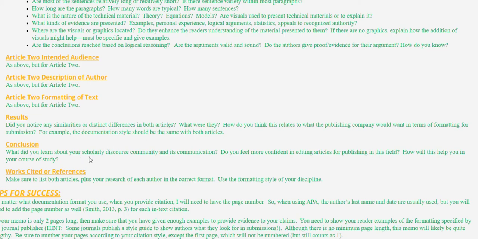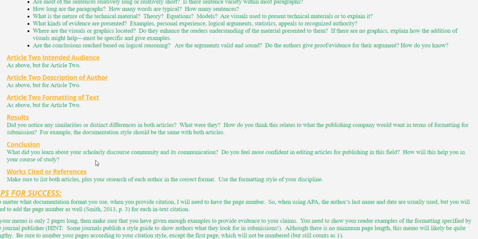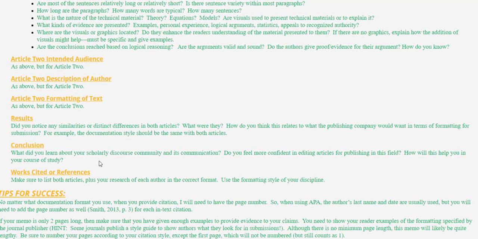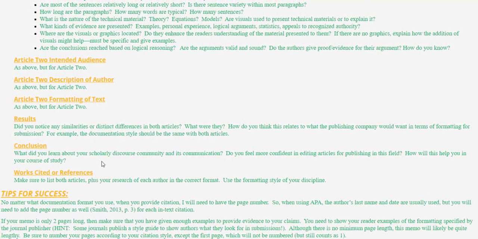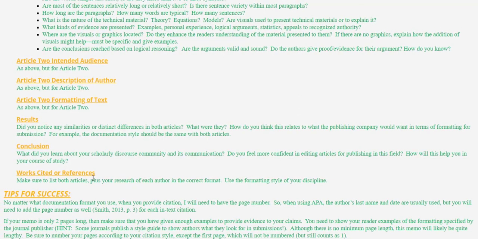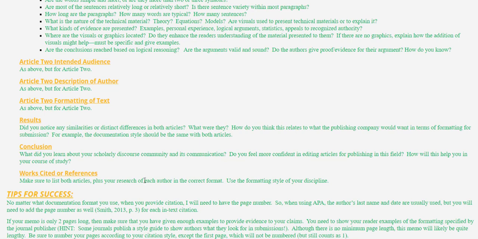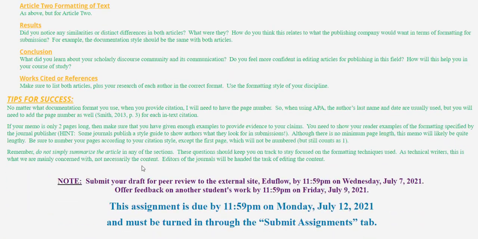And then your conclusion is, what did you learn about your scholarly discourse community? What did you learn about how people in your discipline communicate with one another when it's important ideas that get published in peer-reviewed journals? And then, of course, lastly, you'll need works cited or references, depending on which style you're using.